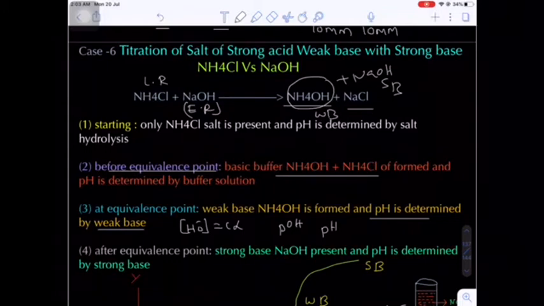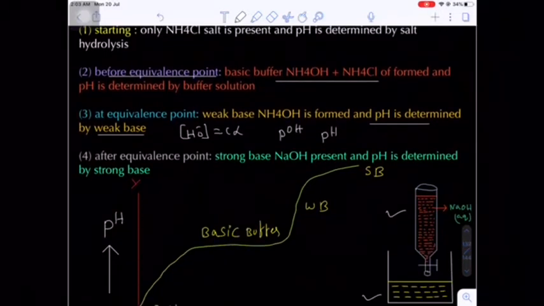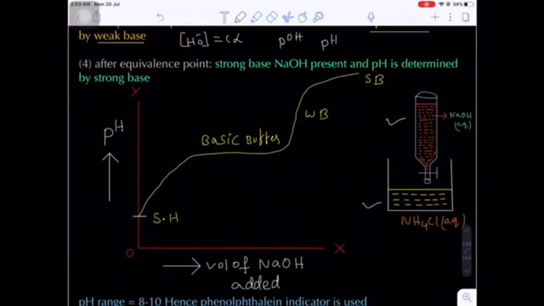NH4OH is a weak base. Here also the common ion effect is applied. So that's why the ammonium hydroxide ionization will be suppressed in the presence of a strong base, that is NaOH. So we have to consider the pH of the solution with respect to NaOH only.